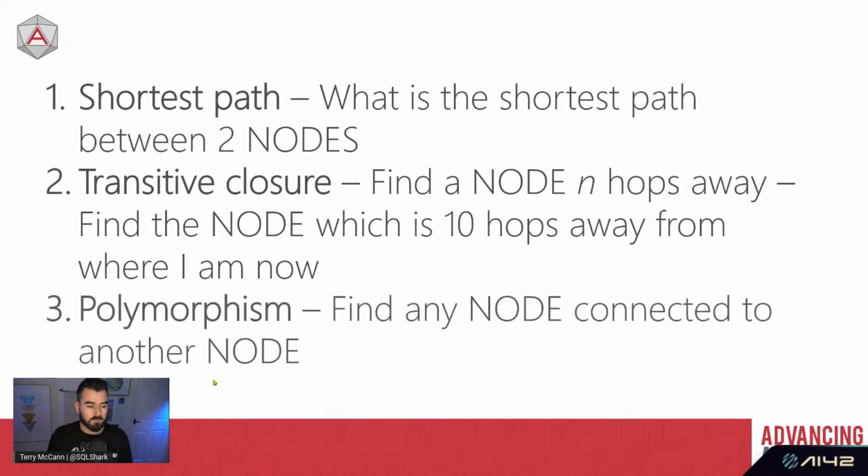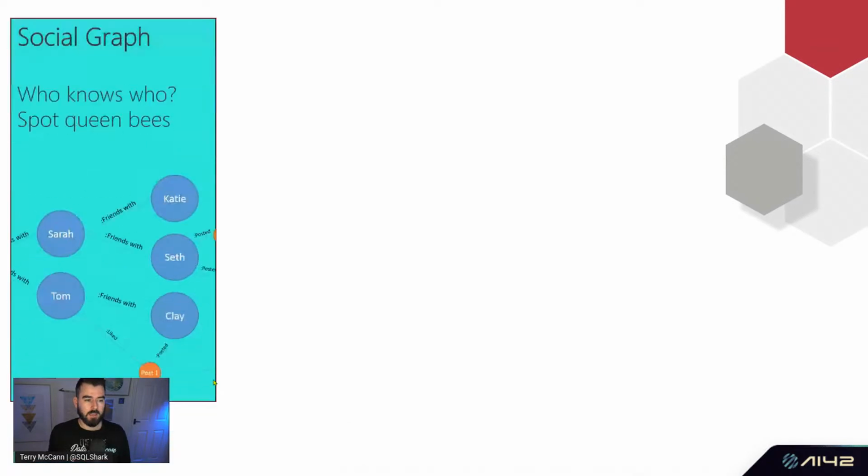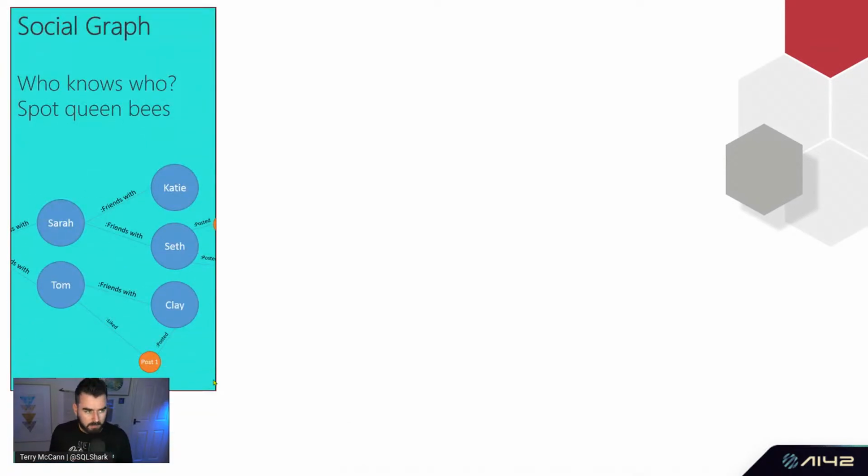And then the last one on here is connectivity, which is to say, are 2 nodes connected? To find any connection between all of these different nodes. And that can be used to solve a huge variety of different problems. Now, some of those problems might be something like social graphs, trying to find who is a queen bee in a network.